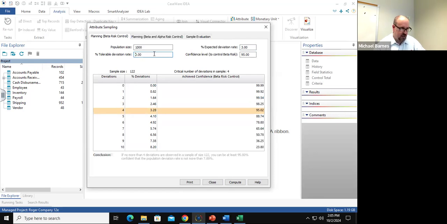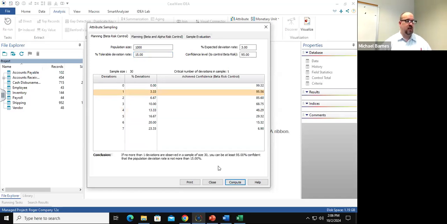What happens if I change this to 15%, though? Why is this not working? I think I hit numeric lock accidentally. Okay. I change this to 15%. What's going to happen to my sample size now? Much smaller. Yeah, much smaller, because there's a big distance between these two.